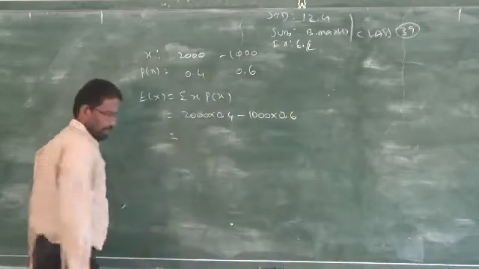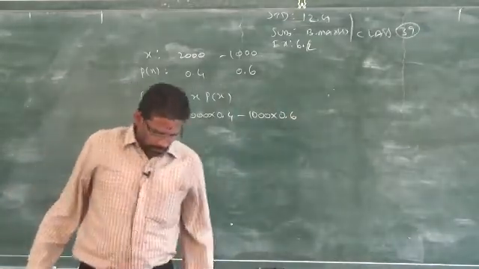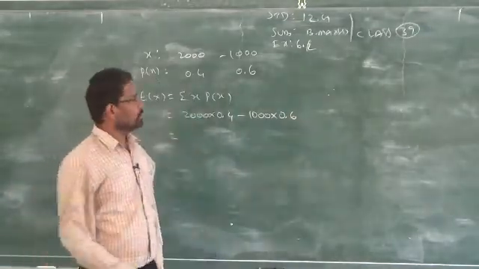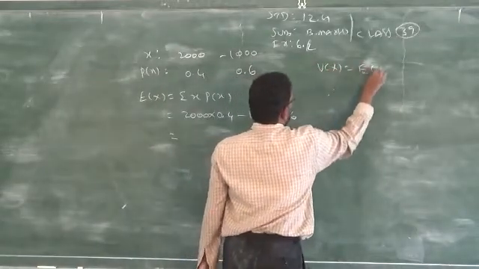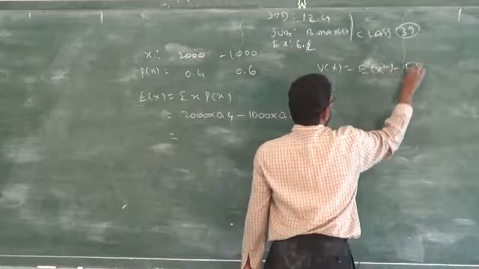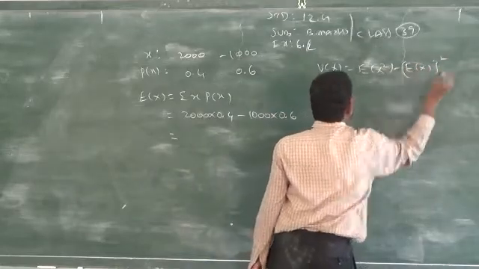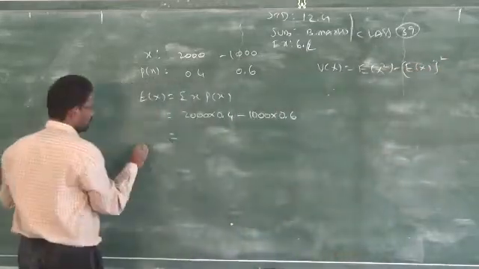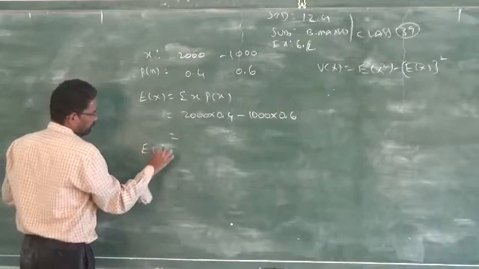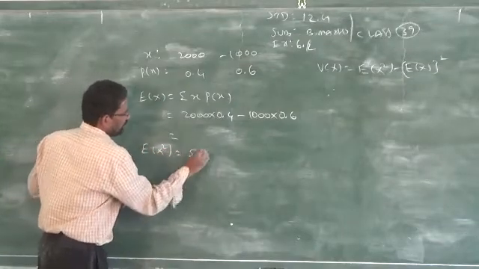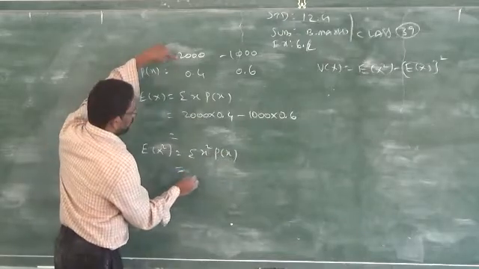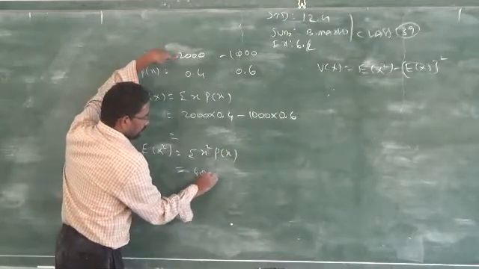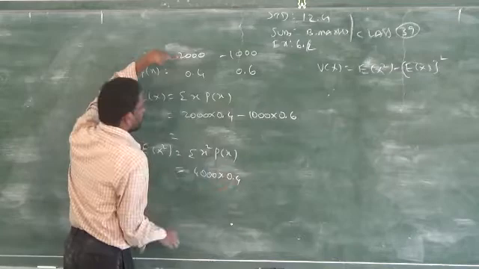Find the answer. Now, the question is, you are asked to find out variance and standard deviation. What is the formula to find variance? Variance of x is equal to E of x square minus E of x the whole square. So, you have to find out E of x square now. E of x square is equal to summation x square into P of x. So, x square, you have to square this one. So, 2000 square into 0.4.